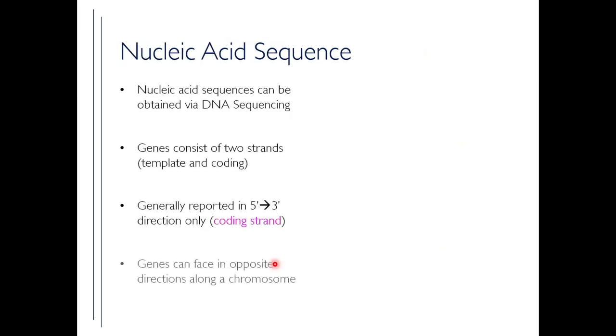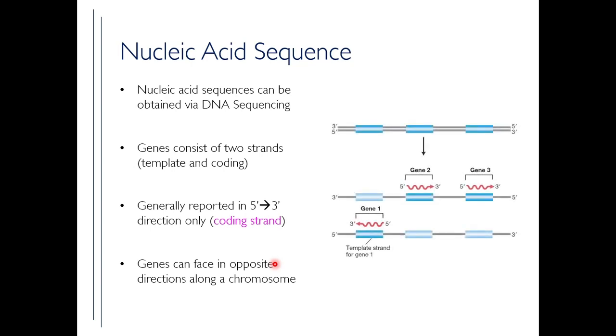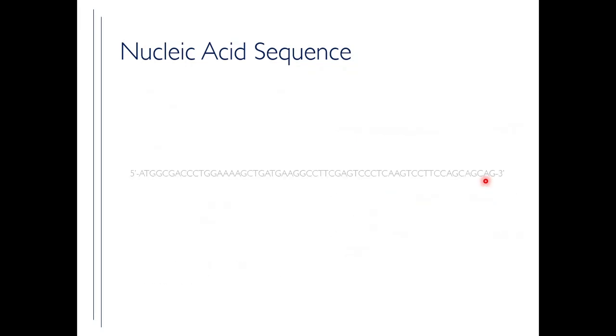So it's also worth just bearing in mind that genes actually can face in opposite directions along a chromosome. So as you can see here, we've got the chromosome with 3 genes, and what we're saying here is that actually genes 2 and 3 here are facing left to right, and gene 1 is facing right to left as we look at the screen. And obviously they are all still transcribed 5' to 3', as you'll notice. But they can face in opposite directions, and I'm going to talk a bit more about that in a minute.